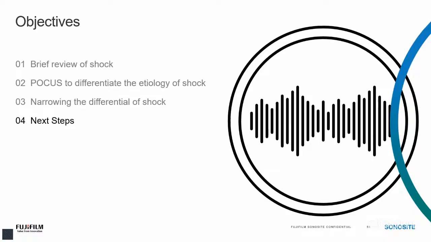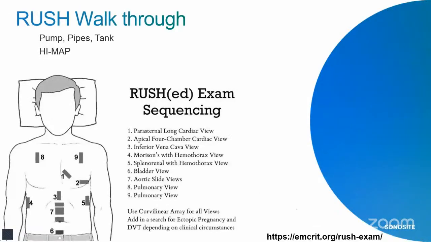So where do we go from here? Now we've got a way to figure out which form of shock we're in. Let's talk about what we do next. And this is where we're going to talk about protocolizing our assessment of shock. And perhaps the most commonly used protocol is the RUSH protocol.